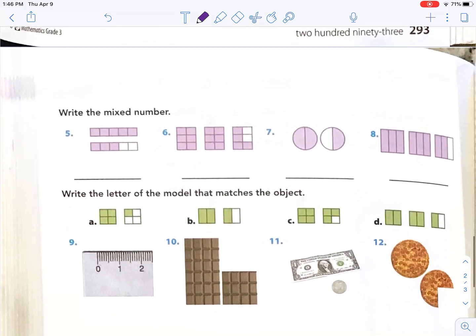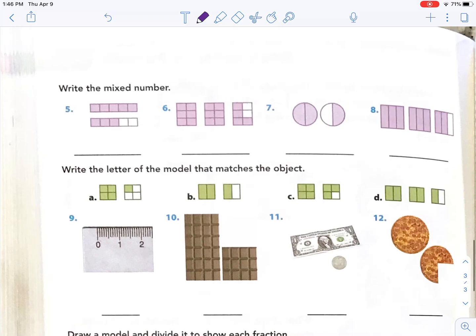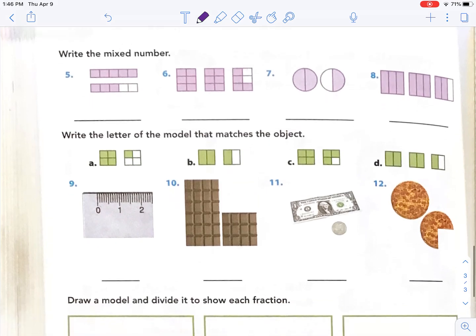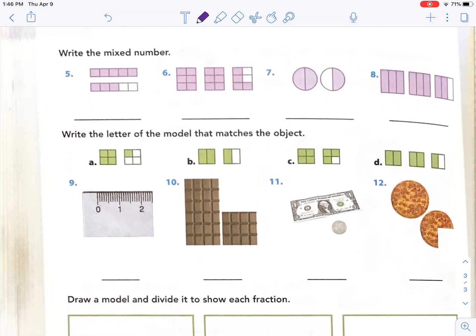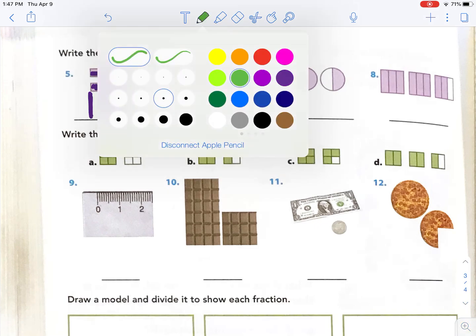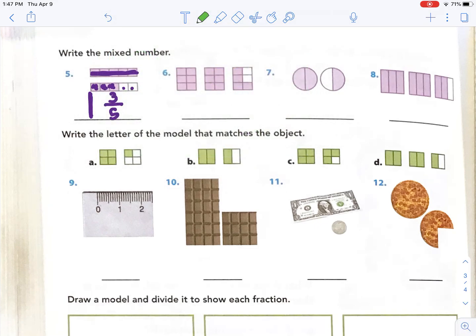Keep going. Here we go. Write as a mixed number. These are fun pictures, boys and girls. Write as a mixed number. Again, I'm not even going to count these. I know that this is 1 whole right here. 1. But I am going to count my fractions. 1, 2, 3, 4, 5. The denominator is 5. How many are shaded in? 1, 2, 3. 3/5. 1 and 3/5. Say that with me. 1 and 3/5.